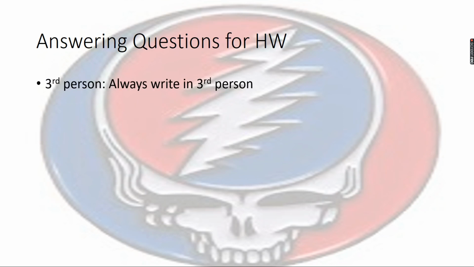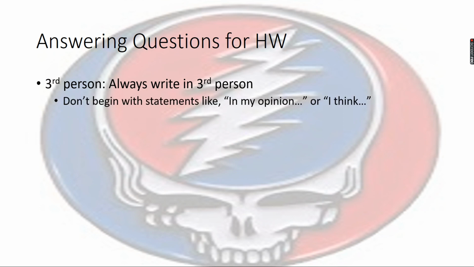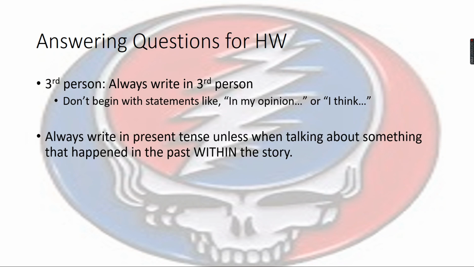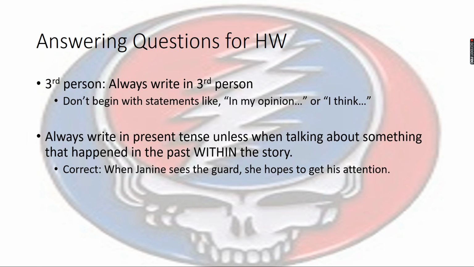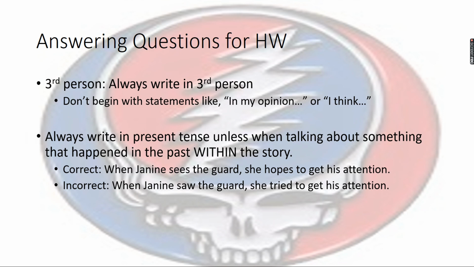All right. And then make sure that, look, when you are writing for this course, you always write in third person. Don't begin with statements like, in my opinion, or I think. You need to write in present tense. Unless the only time you're not writing in present tense is when you're talking about something that happened in the past within the story. So when you're writing about the adulterous woman, you should say things like, when Janine sees the guard, she hopes to get his attention. Don't write, when Janine saw the guard, she tried to get his attention. It's always happening in the present tense whenever we are writing about a story, because I can go to that story in that very moment and it's happening right then and there.